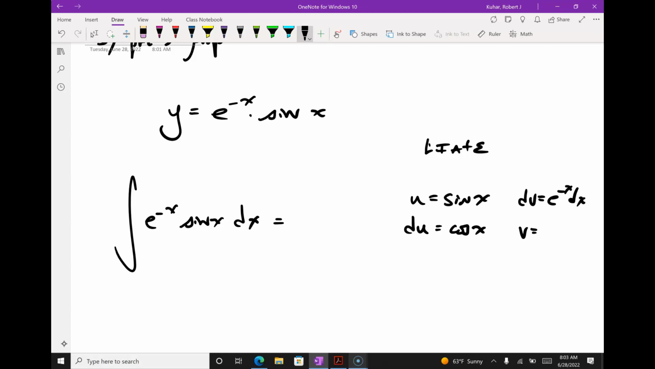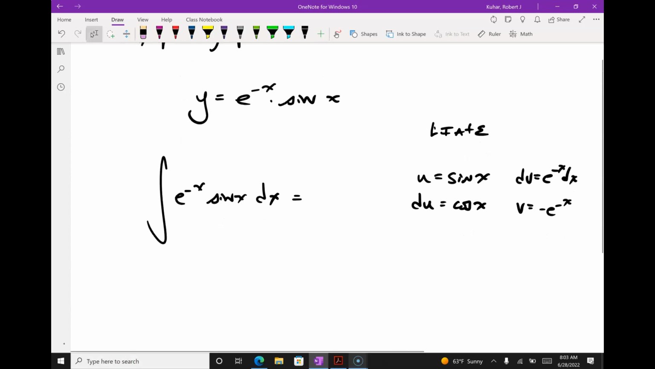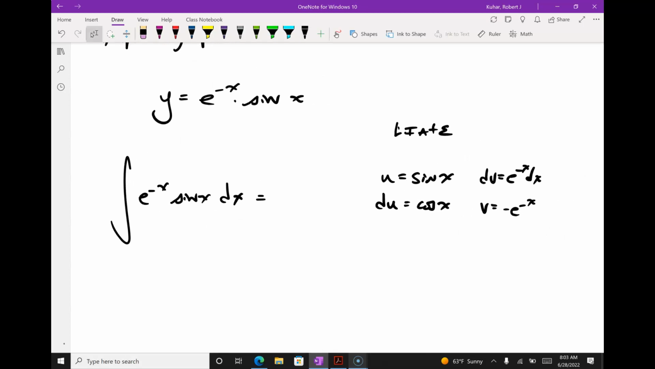So v, integrating, is minus e to the minus x. I did that one real quick, right? But I can see the u sub is a -1. I know I'm going to need a -1 out front, right? So I get uv, so minus e to the minus x sine of x minus the integral of v du. So v is already negative. So I get an e to the minus x cos of x dx.